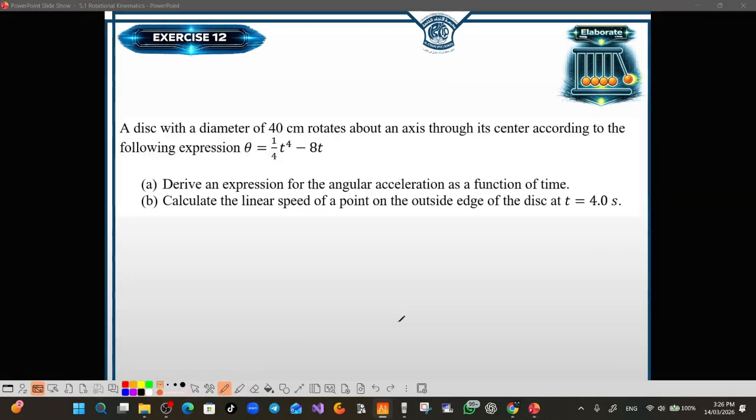It is a disk with a diameter of 40 centimeter. Now, let me remind you of the relationship between the diameter and radius. We know that the radius is less than the diameter and it is exactly equal to the diameter over 2. So if the diameter is 40 centimeter, then the radius will be 20 centimeter. Convert this into meter. We divide by 100 and the answer would be 0.2 meter. This is the radius.